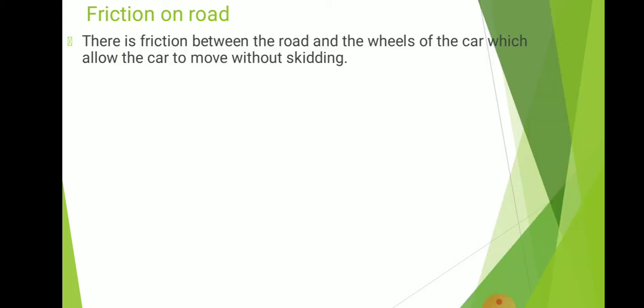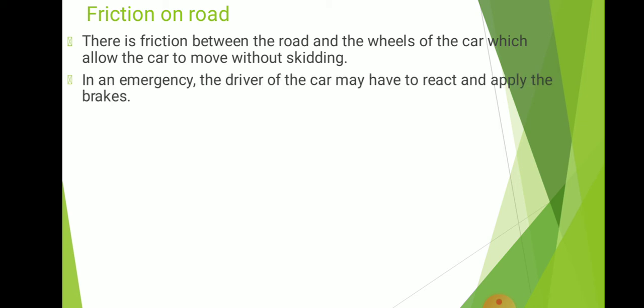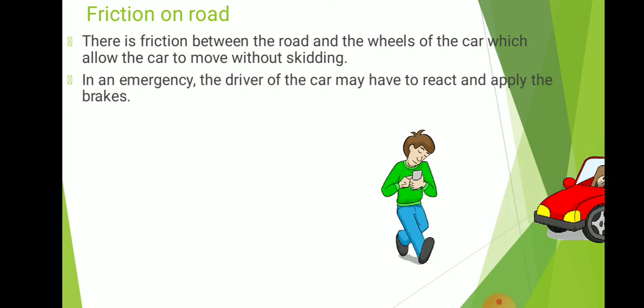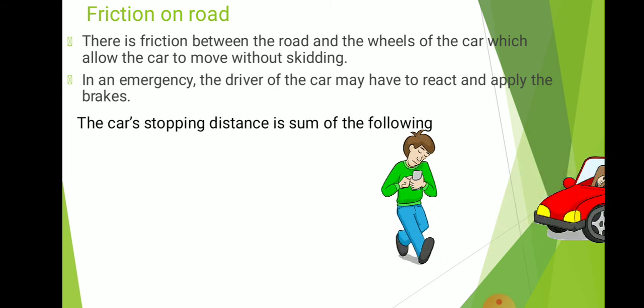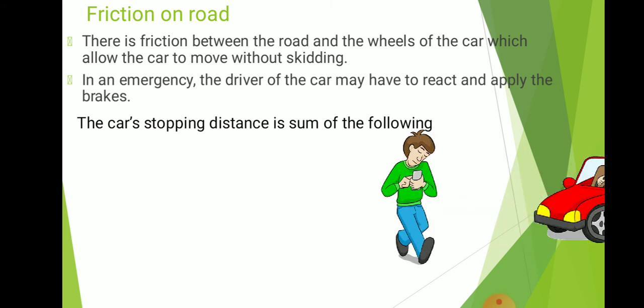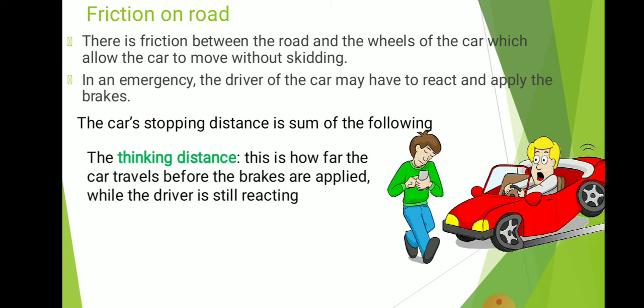Okay, friction on the road. There is friction on the road between the road and the wheels of the car, which allows the car to move without skidding. In an emergency, when the driver of the car has to react and apply the brakes, the car stops. The car's stopping distance is the sum of the following.